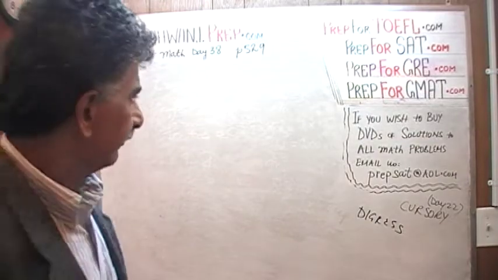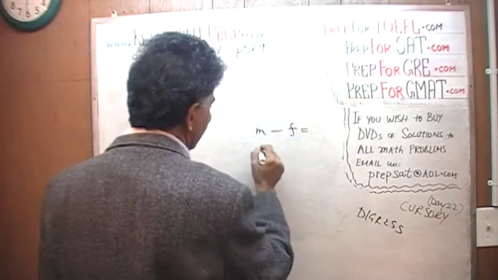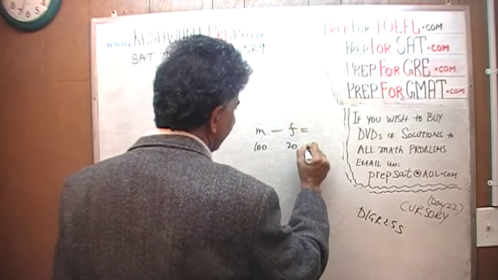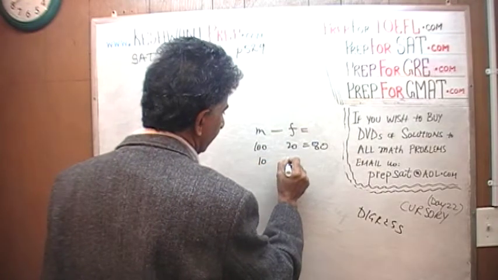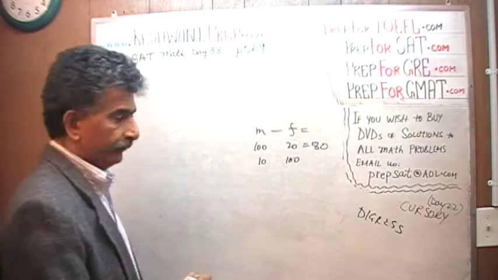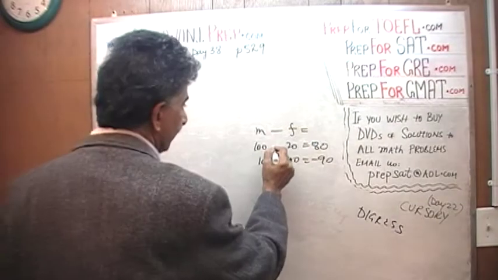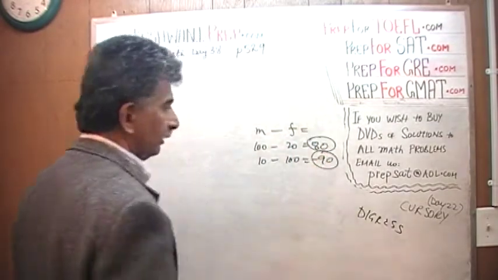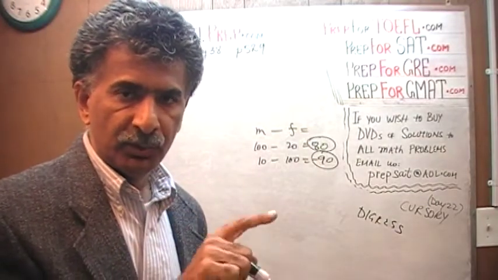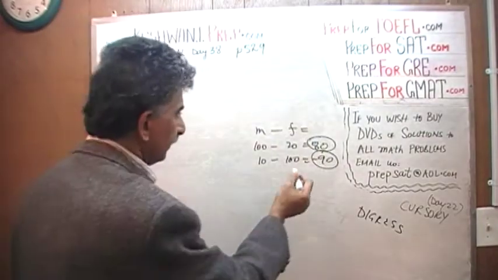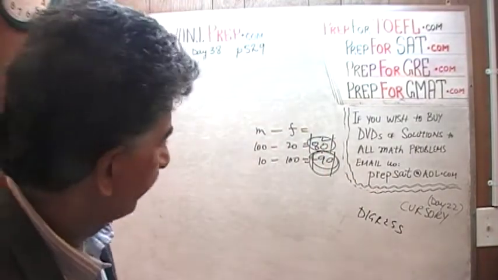In other words, if this is your male and female, and you're looking at the difference between male and female, here is 100, let's suppose, and this is 20, the difference is 80. And here, for example, it's 10 and 100. Here the difference is going to be negative 90. But it doesn't matter. It doesn't matter whether you subtract the number of females from the males, or the number of males from the females. Here the difference is 80, here the difference is 90. We're looking at the absolute value, and therefore this is greater. That's what they're talking about.